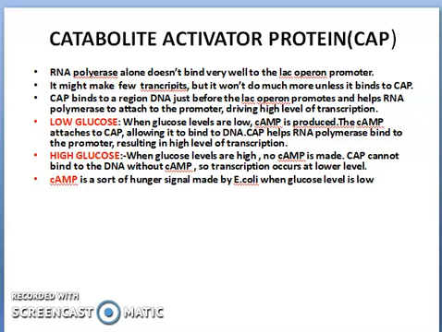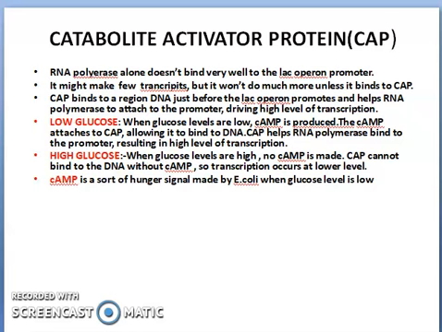CAP cannot bind to the DNA without cAMP, because it will be in an inactivated form. When cAMP does not bind, there will be no transcription, or if transcription is taking place, it will take place at a low level, which will not be beneficial for the conversion of lactose into glucose or galactose.